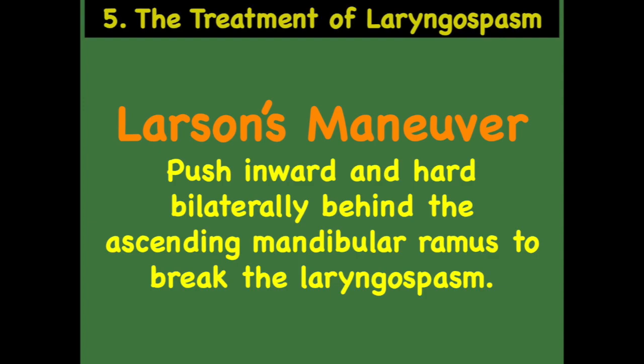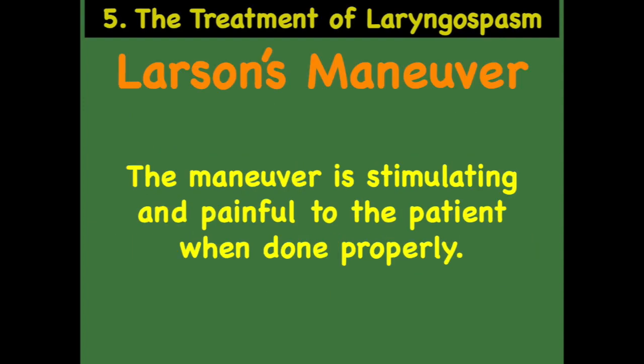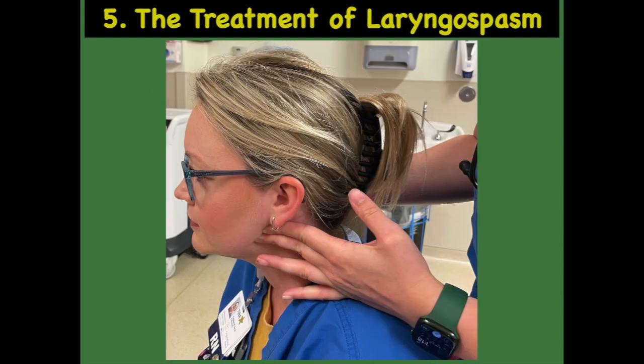So we're going to push in just behind the angle of their mandible, inward and hard bilaterally. It's very stimulating. After you see these pictures, apply it to yourself. You can feel how stimulating it is, and it will rapidly, usually break the laryngospasm. So it's again stimulating and painful to the patient when it's done properly. So we're going to take our fingers and put them behind the angle of the mandible, just below the ear, and we're going to push inward toward the midline.